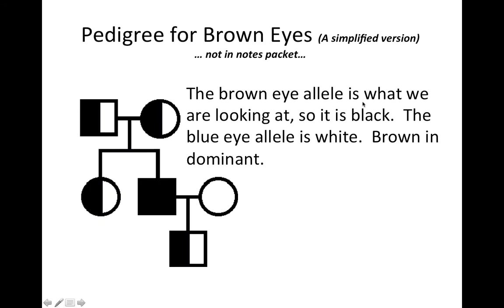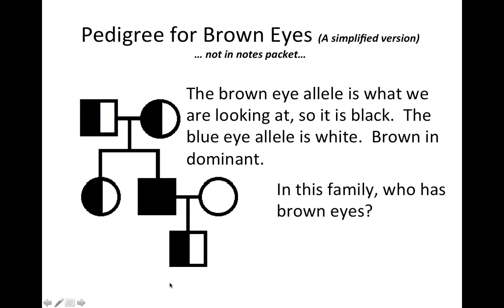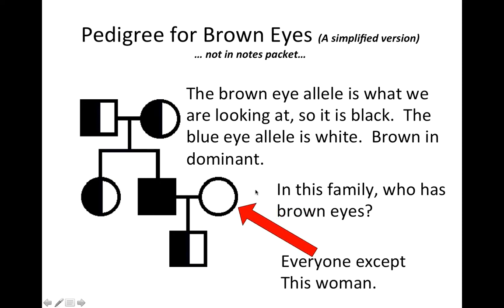Okay, so the brown allele is what we're looking at here. And so it is black, and the blue allele is white, and brown is dominant. So I have a brown-eyed parent mating with a brown-eyed mother. They make a heterozygous daughter, a homozygous brown son, and he marries a homozygous blue allele wife, and they have a heterozygous son. So who has brown eyes? Anybody that has any of the black alleles, or any of the black shaded in. Everyone except for this person.